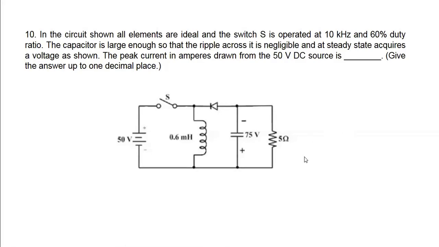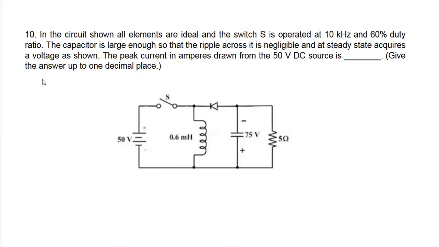Hello everyone. In this video, we're going to see another problem in power electronics. The problem statement is: in the circuit shown, all elements are ideal and the switch S is operated at 10 kilohertz and 60% duty ratio. The capacitor is large enough so that ripple across it is negligible and at steady state the output voltage is as shown. The peak current in amperes drawn from the 50 volt DC source is dash. Give the answer up to 1 decimal place.